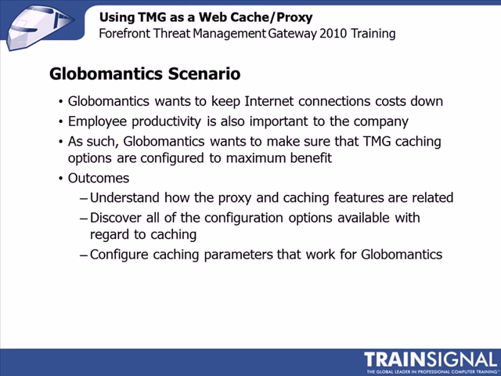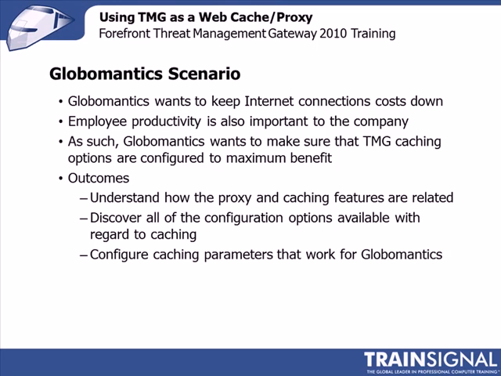So, why is GlobalMantic looking at the web cache and proxy services that are available in Threat Management Gateway? First of all, the company wants to keep their internet connection costs down, and web caching can help achieve that cost recovery goal. Second, employee productivity is important to the company. Therefore, caching web content so it's delivered faster to employee machines is also in the company's best interests. And the proxy service will help with this because it will automatically discover some of the settings that are available out on the Threat Management Gateway system.